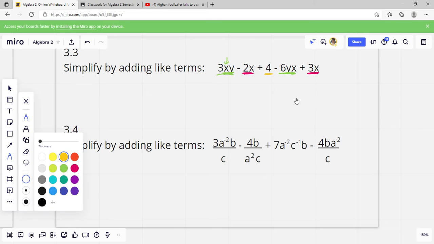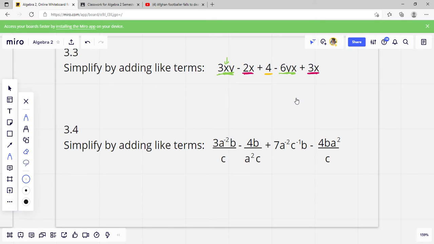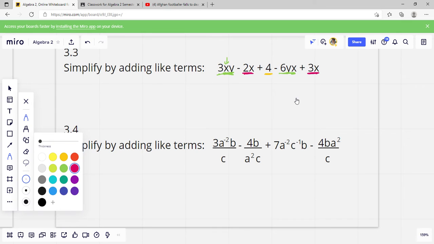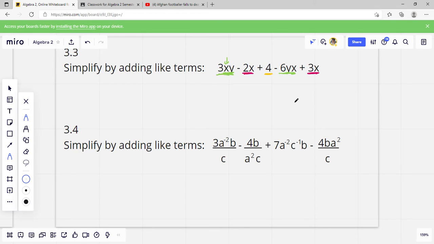All right, I'm going to start with my green ones first because that has the most variables, and I usually like to put those first. So I've got 3xy minus 6xy. Now remember, the sign is always attached to, that minus is always attached to whatever's right after it. So 3xy minus 6xy, which would be 3. You have $3. You want to spend 6, you're going to have to borrow $3. Because we had +3 and -6. That's going to make -3.